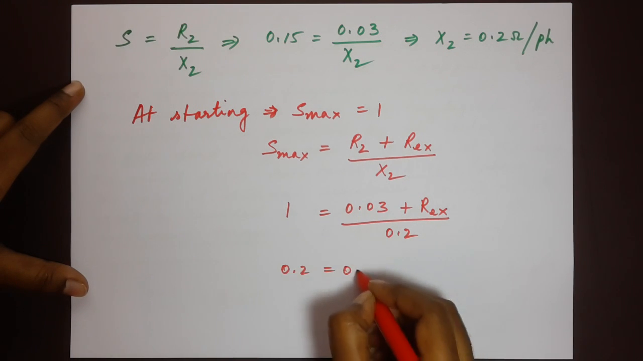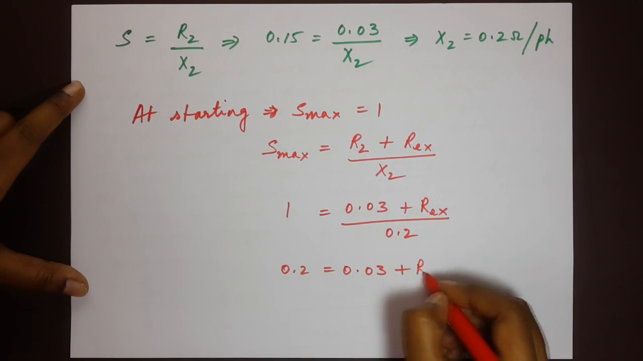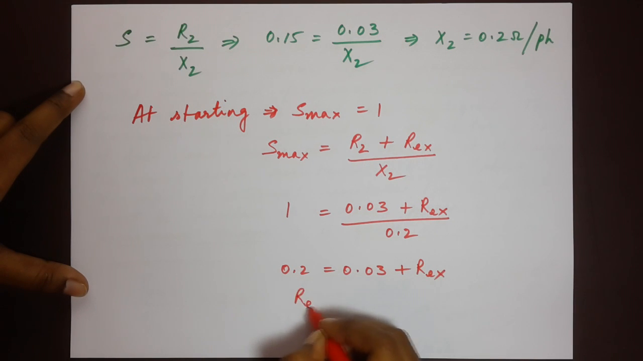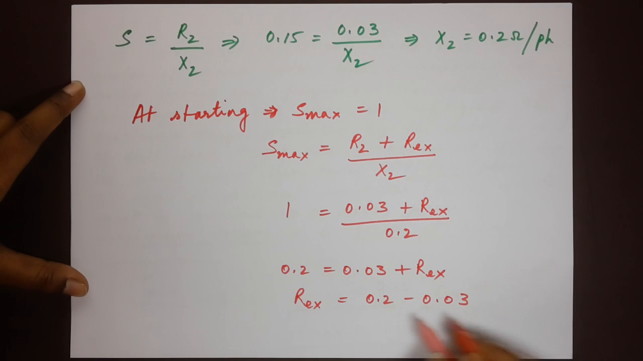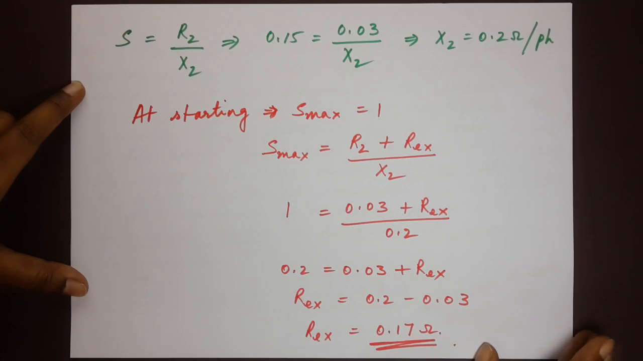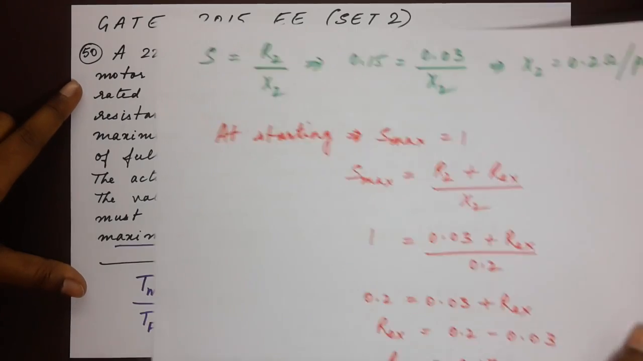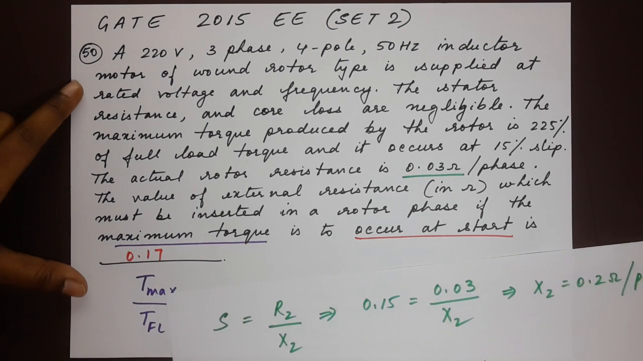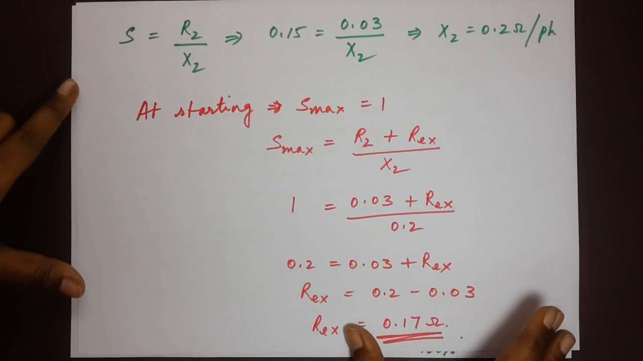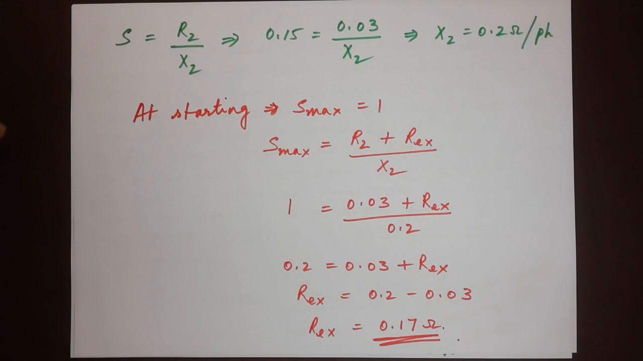Solving this, let's see what we get. R external equals 0.2 minus 0.03. R external is 0.17 ohms. So our final answer here is 0.17. Well, this is the entire explanation and I hope it has helped.